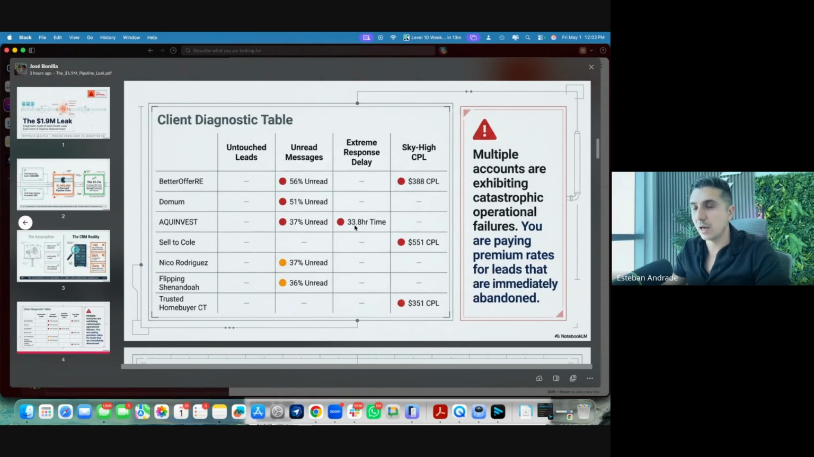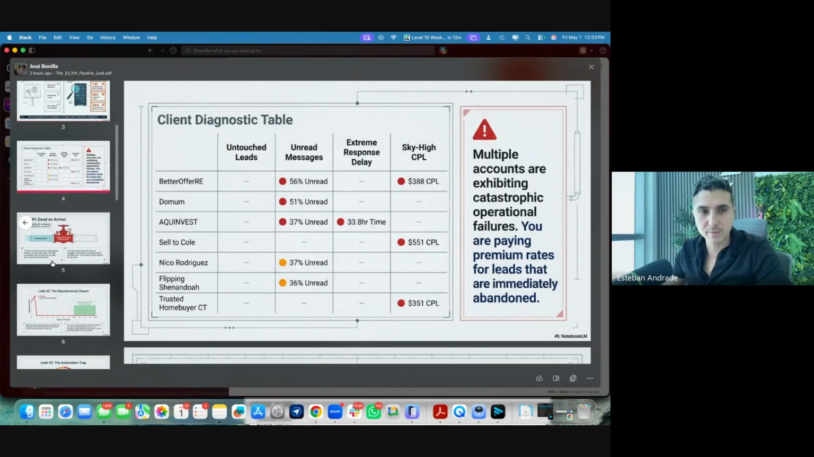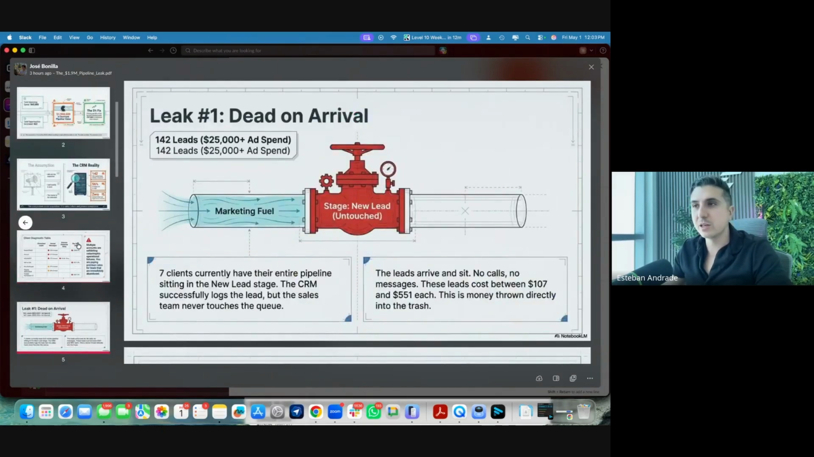So what I mean is that if you're using the CRM, log it. If you're not using the CRM, also log it. But this is what we found. This one was 37% unread, 36% unread, and so on, right? So this is the study that we did between these accounts. So here's the number one leak.